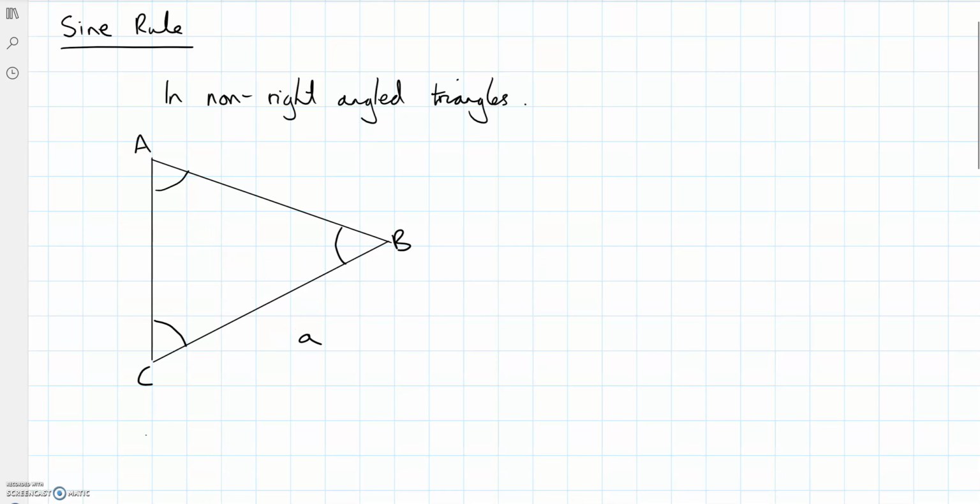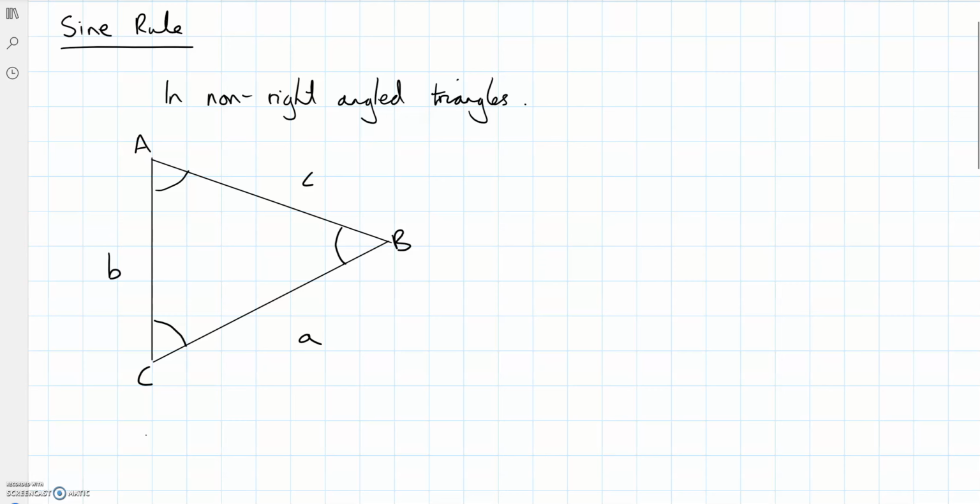And then the same with the other angle. So opposite angle B, lowercase b, put that in permanently. And then opposite our angle C, this side, we're going to call little c as well. So we'll put that in permanently too. Okay, so this is how we label our triangle. We always label the side opposite the uppercase letter with its lowercase equivalent.